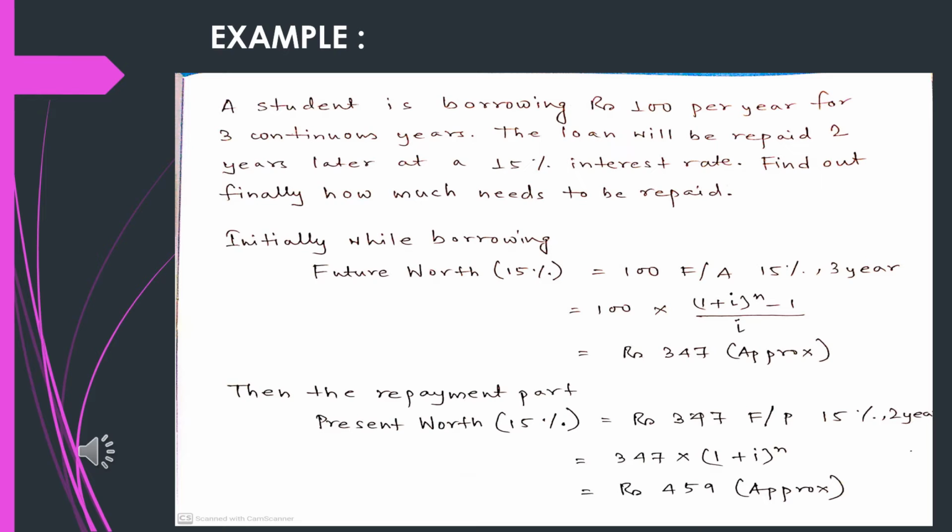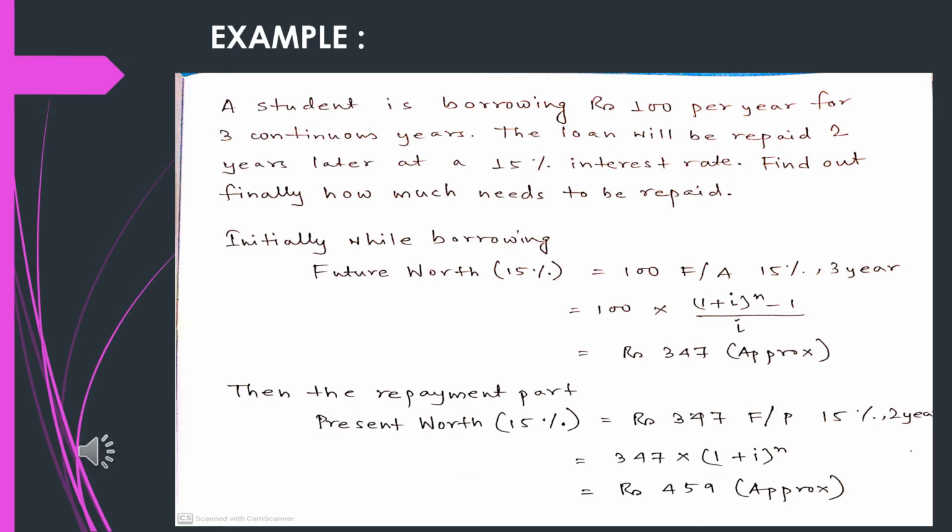In the next example, let us consider that a student is borrowing rupees 100 per year for 3 continuous years. After 3 years the borrowing stops, and then the loan repayment period starts, through which the loan will be repaid in the next 2 years at a 15% interest rate. So we need to find out how much the student needs to actually repay at the end of the period.